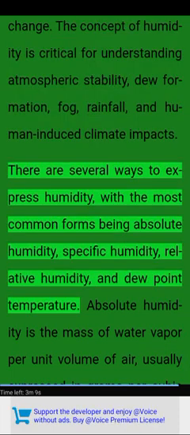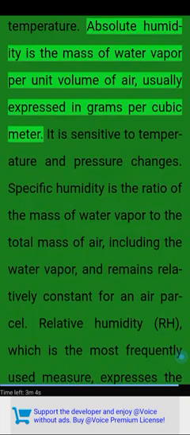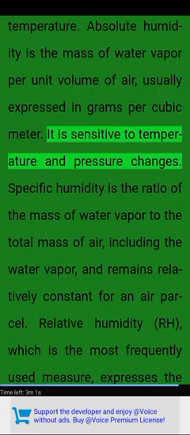There are several ways to express humidity, with the most common forms being absolute humidity, specific humidity, relative humidity, and dew point temperature. Absolute humidity is the mass of water vapor per unit volume of air, usually expressed in grams per cubic meter. It is sensitive to temperature and pressure changes.